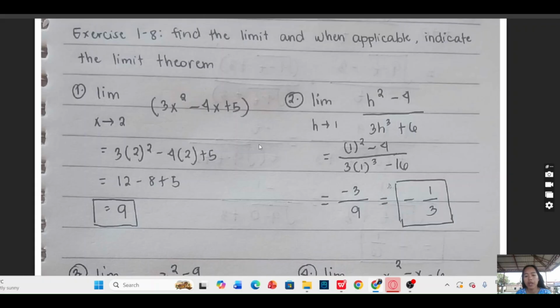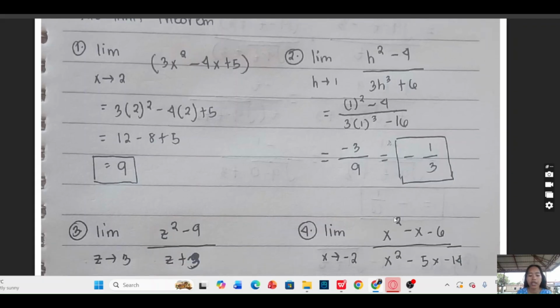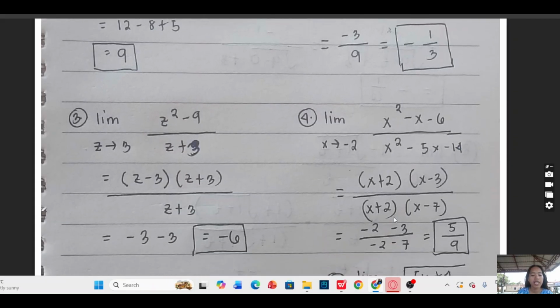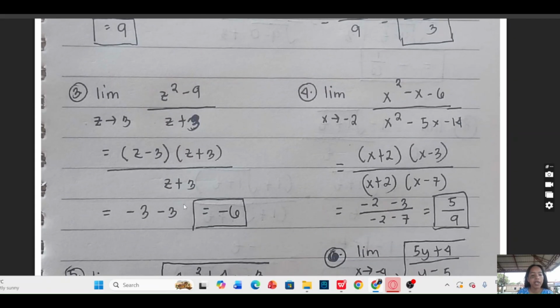The limit of h squared minus 4 over 3h cubed plus 6 as h approaches 1. So again, we just need to substitute 1 for h. If you solve this, 1 squared minus 4 over 3 times 1 cubed minus 16, you get negative 3 over 9, and we can simplify it into negative 1 over 3. So next, we have number 3.